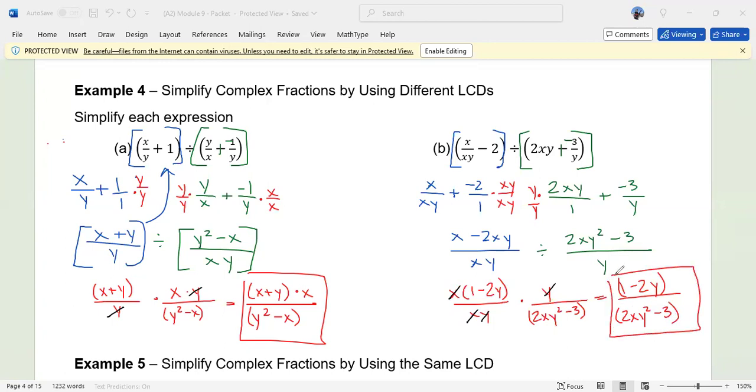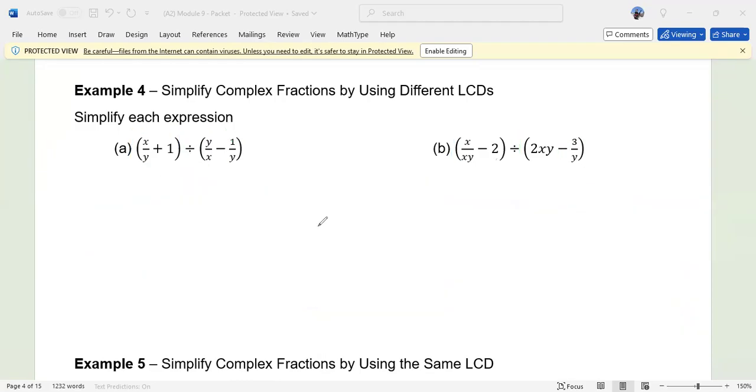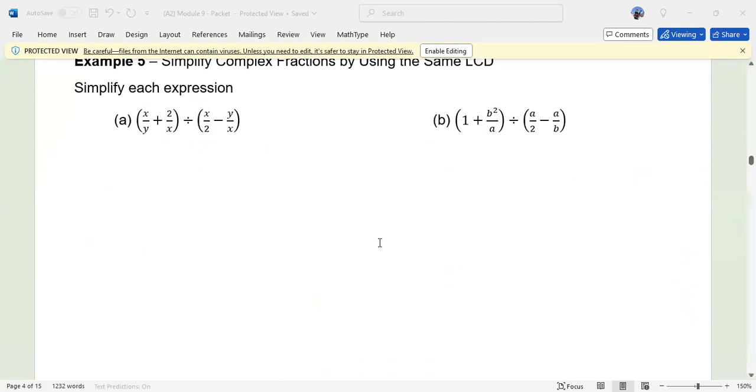Perfect. Let's go ahead and continue moving on here. Let's look at the last two examples for this set of notes, and we're going to do essentially the same thing. Okay, we want to simplify the left, then the right, turn them into one singular expression, and then we're going to divide them individually. So I've got x over y plus 2 over x.